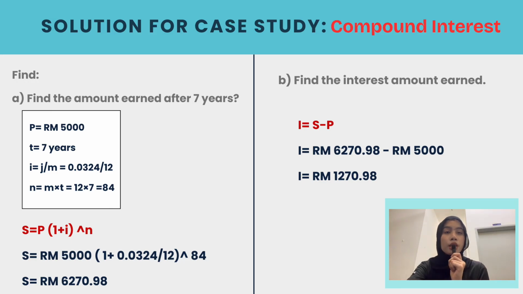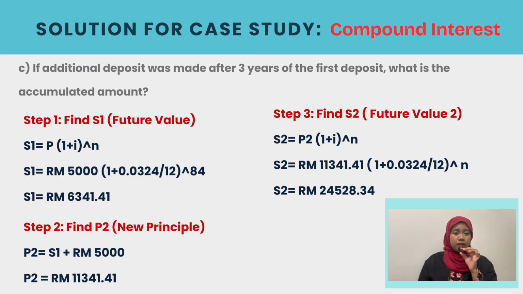Moving on to the next question, we are required to find the interest amount earned. For this question, we will use the formula I equals S minus P, where S represents the future value and P represents the present value. As we put all the information into the formula, it will be I equals RM6,270.98 minus RM5,000, and we get the final answer of RM1,270.98.